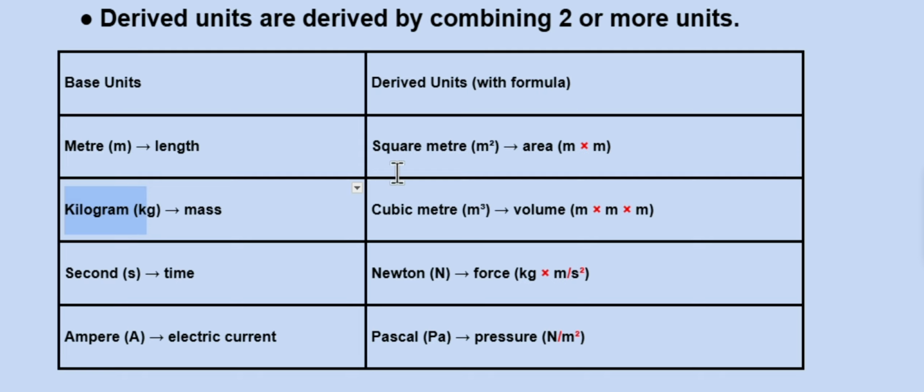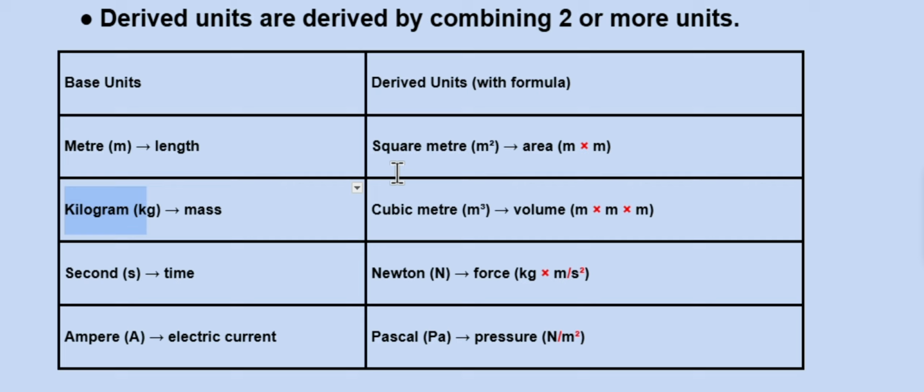Whereas with derived units, we need to take 2 units and combine them somehow, usually through multiplying or dividing to get to the derived unit. So if I want to measure the area of a bathroom, let's say I'm going to buy some tiles because I want to redo the walls or the floor of the bathroom. The first thing I need to know is how many tiles do I need?